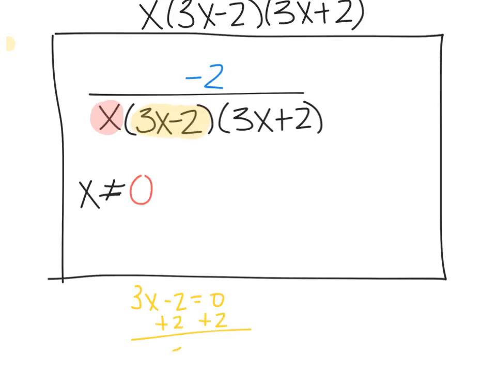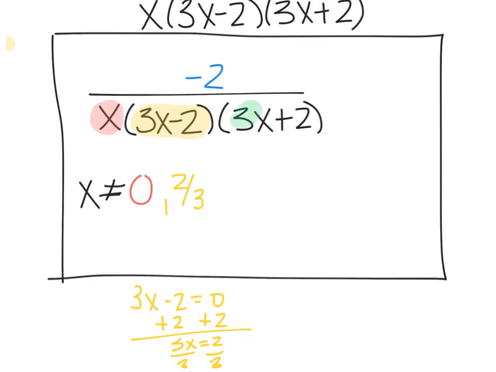We get 3x equals 2, divide by 3, divide by 3. So if x was 2/3, we would have a problem. We would have an asymptote or a hole at that point. I think we'd have an asymptote at that point.